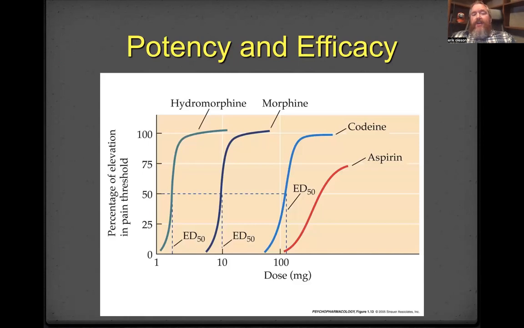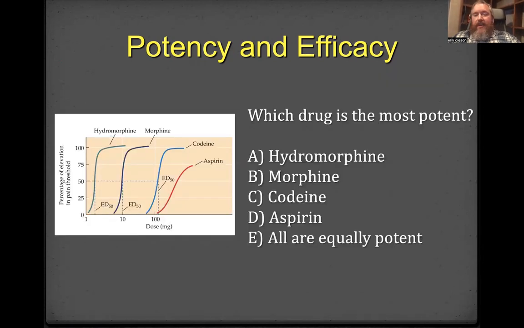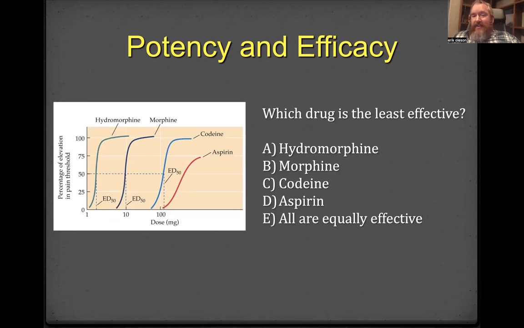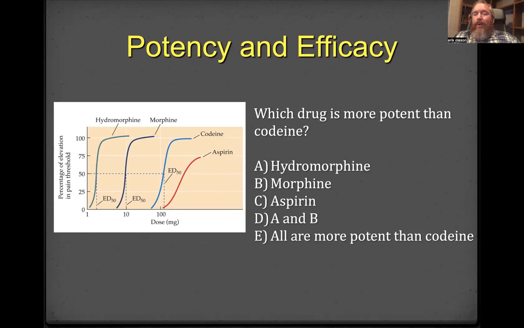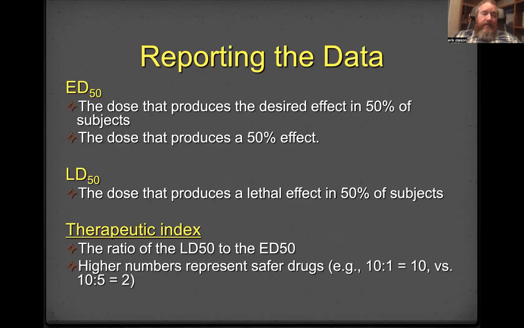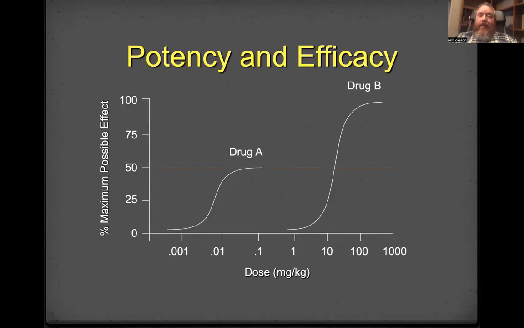Here, I would say that hydromorphone, morphine, and codeine all have the same maximal effectiveness. Aspirin has a lesser maximal effectiveness. Aspirin also has lower potency than any drug. Hydromorphone has higher potency than any drug. So which drug is the most potent? Which drug is the least effective? Which drug is more potent than codeine? These are the sorts of questions that will be on the exam. So again, potency would be changes along the x-axis, efficacy changes on the y-axis.